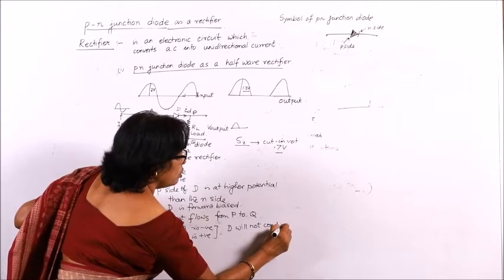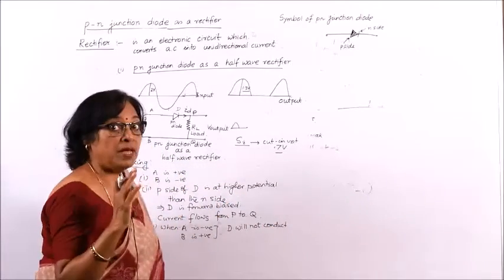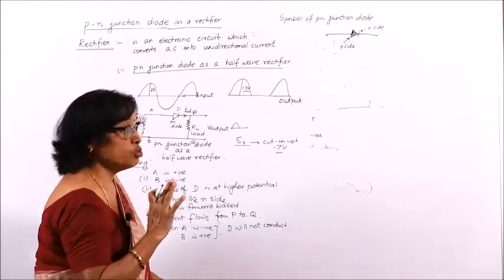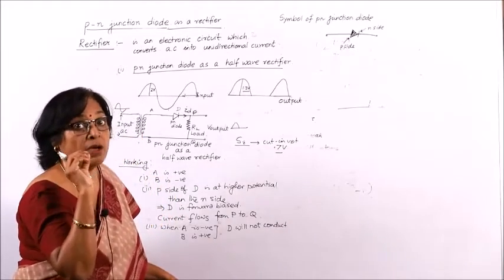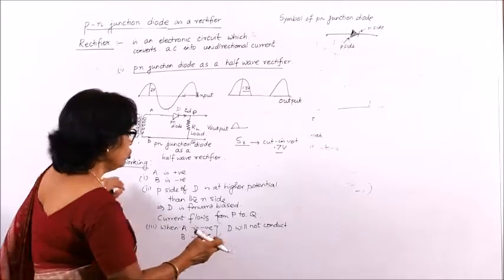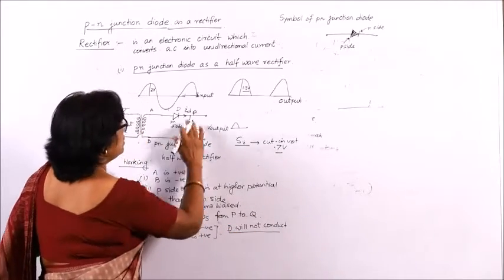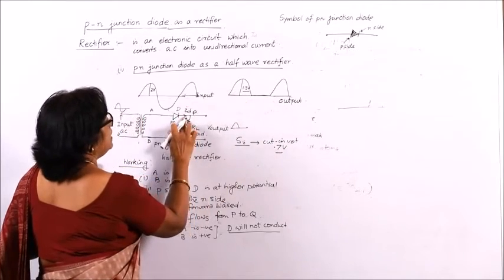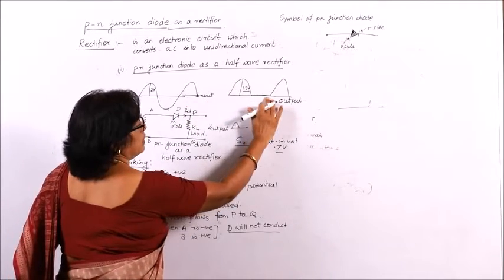We are not going to the breakdown region. We are not applying so much voltage that it will take the diode to the breakdown voltage. So, the current remains hardly microamperes, which is negligible. D will not conduct. That means there will be no current in the circuit and it remains 0. So, this current ID becomes 0.